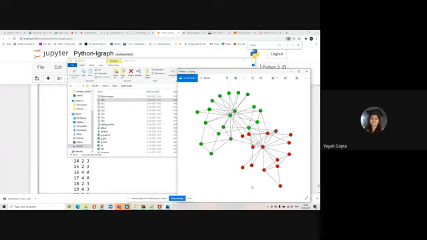So try to pick them from different communities. There is one other method which you can use, and that is called the K-shell decomposition algorithm. Maybe I can just type it in the chat window. You can look it up.